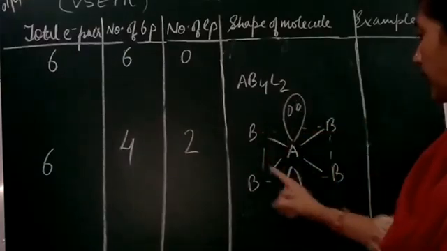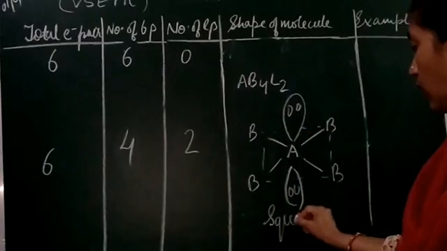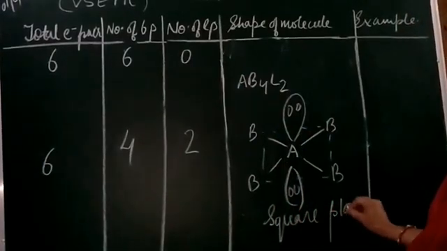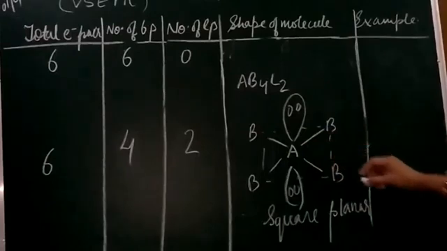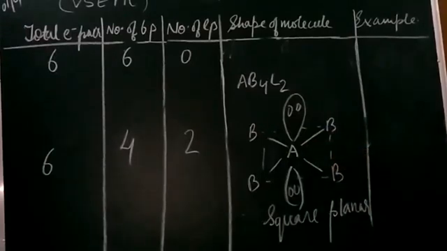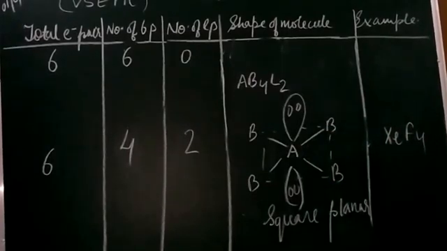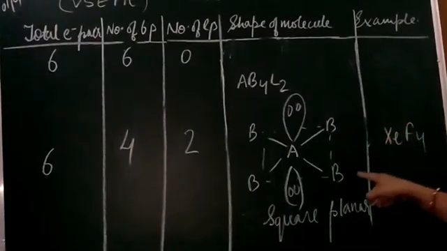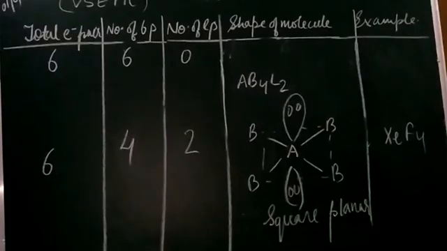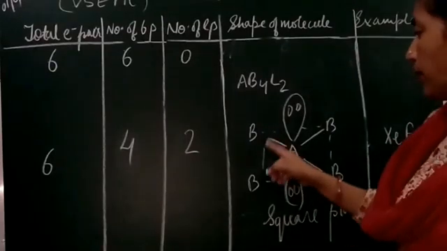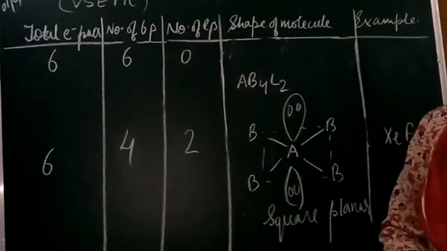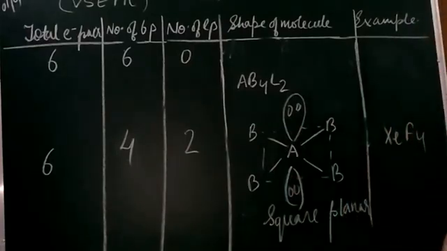So since all the bonds are occupied and on the square form, this is called square planar shape, and the lone pair are maximum distance apart, right? And the example of it is XeF4. So whenever, students, there are 4 bond pair and there are 2 lone pair, the expected shape which will keep the lone pair maximum distance apart, and bond pair are also maximum distance apart, is the square planar shape, right?